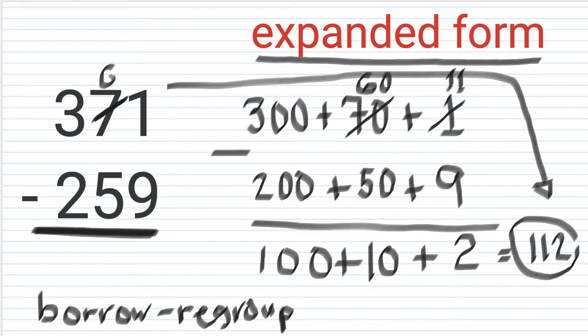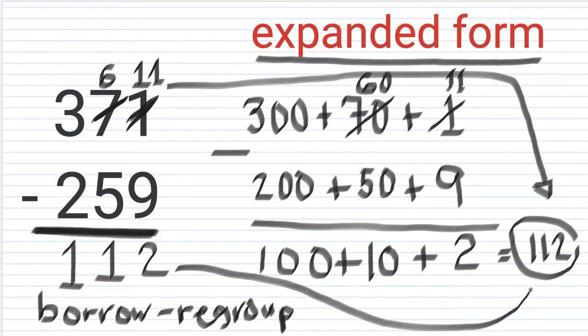It becomes 6. And since you borrow 10 from here, you need to add 10 here in 1, so that 1 will become 11. Okay, so 11 minus 9, that is 2. 6 minus 5, that will be 1. 3 minus 2, that is 1. So therefore, 371 minus 259 is 112. The same here. Okay, so that's it.